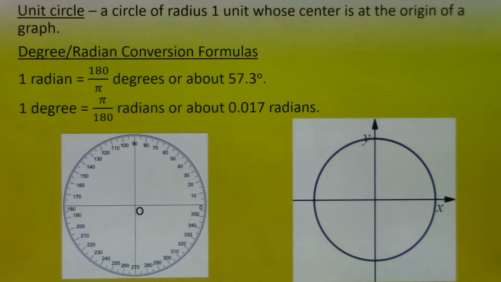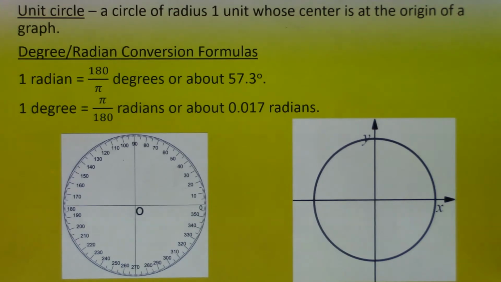Pi is approximately 3.14159, and the digits keep on going. If you take 180 divided by 3.14, you get about 57.3 degrees. And 1 degree is equal to pi over 180 radians, or about 0.017 radians. That number is often read as 17 thousandths. So pi over 180 is equivalent to about 17 thousandths radians.